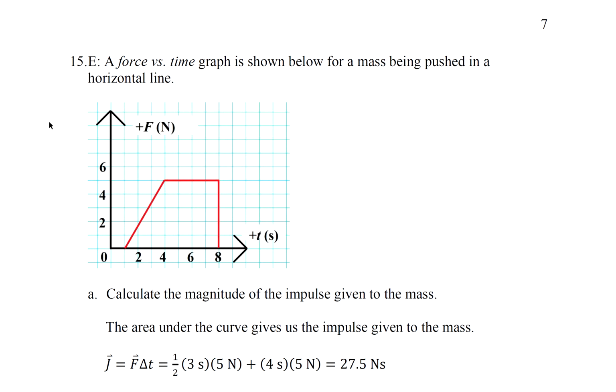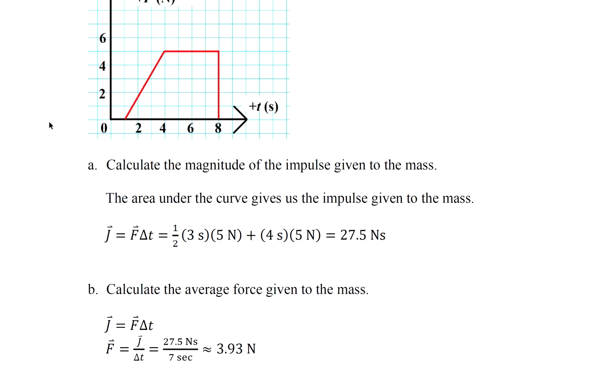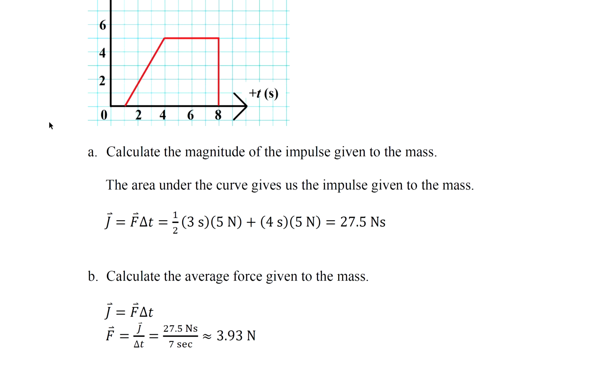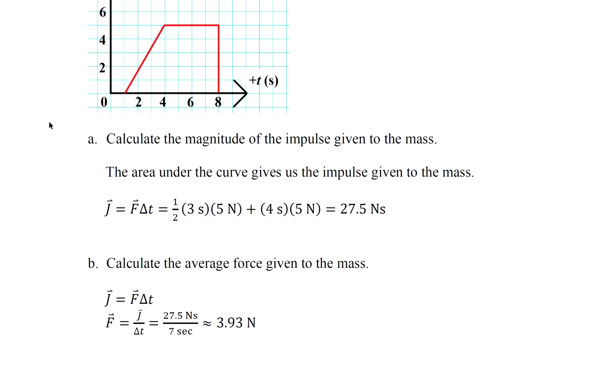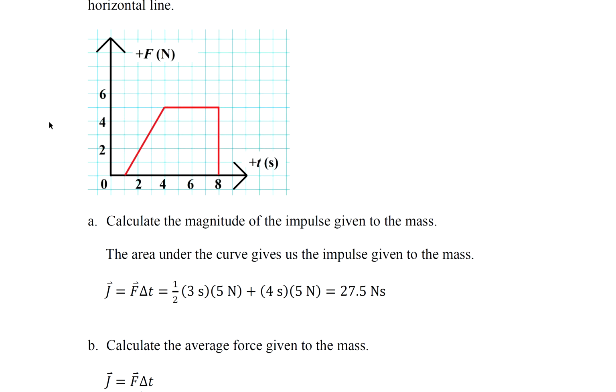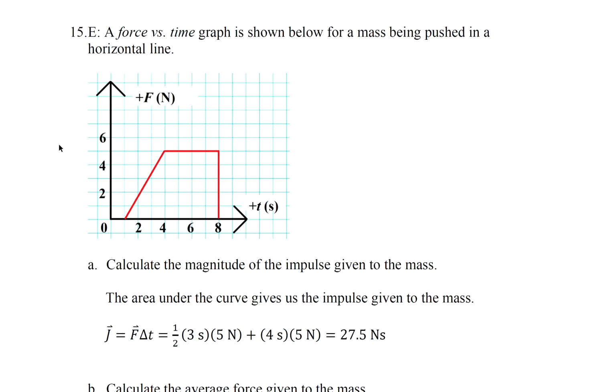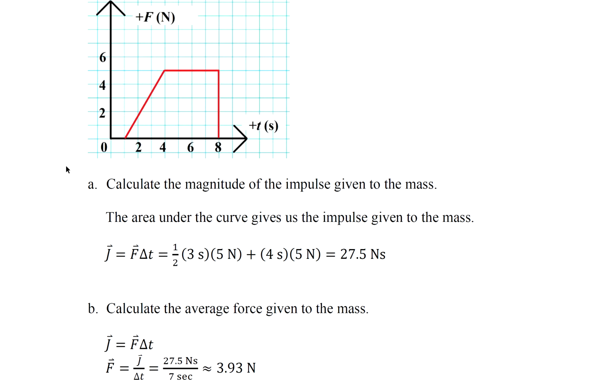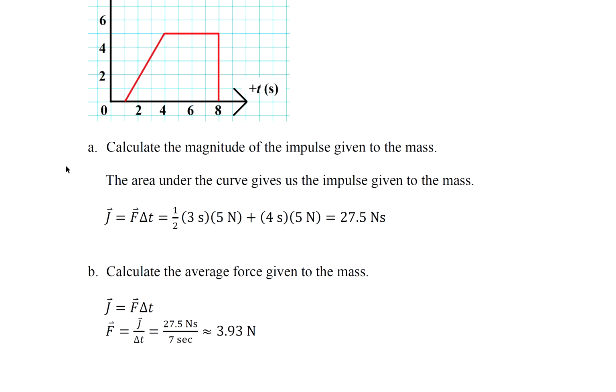Question 15. A force versus time graph is shown below for a mass being pushed in a horizontal line. Part A, calculate the magnitude of the impulse given to the mass. So the area under the curve gives us the impulse given to the mass. So let's just determine the area under the curve, and that's delta P, or F delta t. Part B, calculate the average force given to the mass. Well, if we look at the image, there was a force versus time graph for 7 seconds. So that's why we're dividing by 7 seconds.